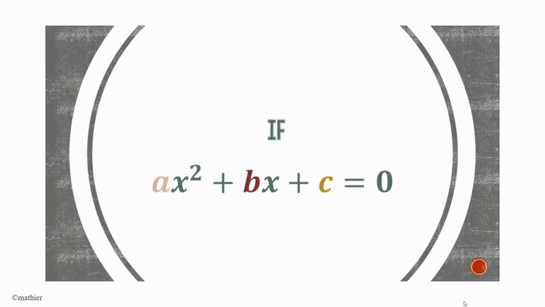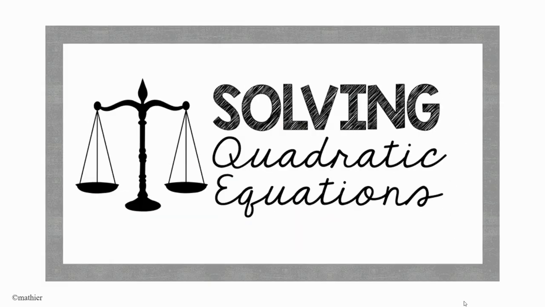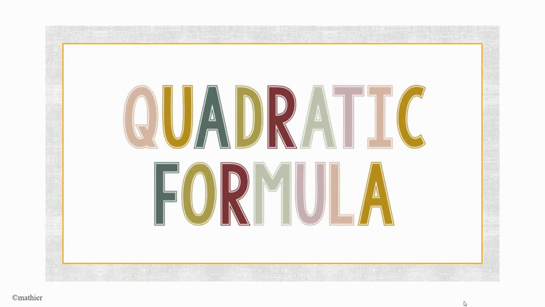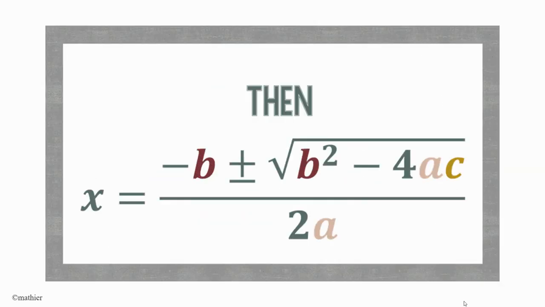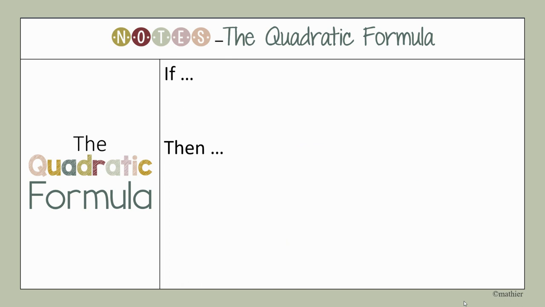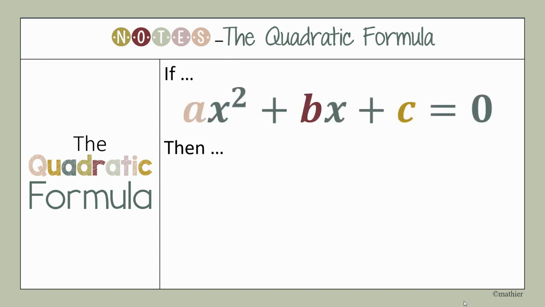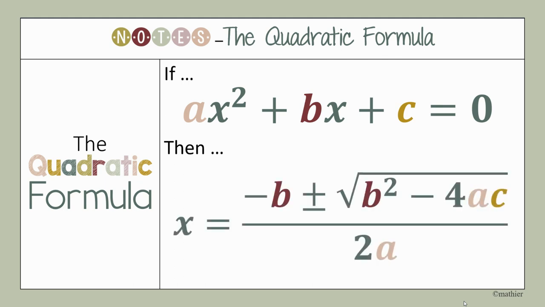Today we are solving quadratic equations using the quadratic formula. The quadratic formula says if ax squared plus bx plus c equals 0, then x equals the opposite of b plus or minus the square root of b squared minus 4ac all over 2a. Now, I know that looks complicated and like a lot, but we will break it down and we will evaluate each piece one at a time.